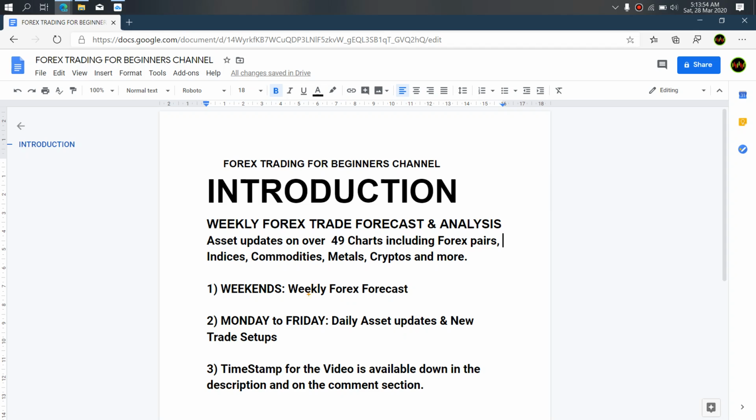As usual on this forecast, we'll run through 49 charts including Forex pairs, indices, commodities, metals, cryptos and more.